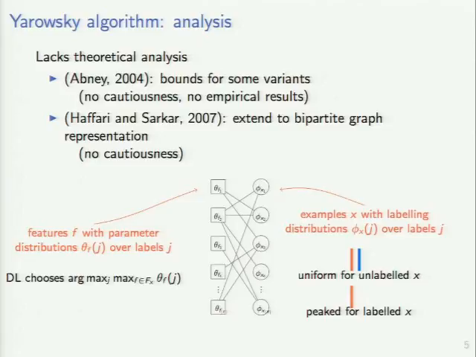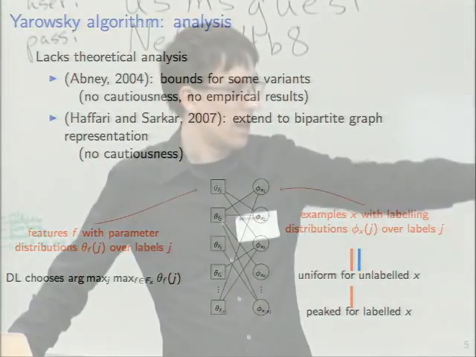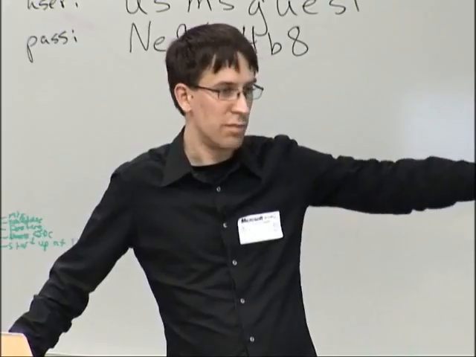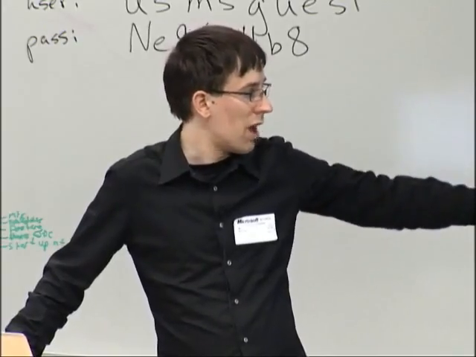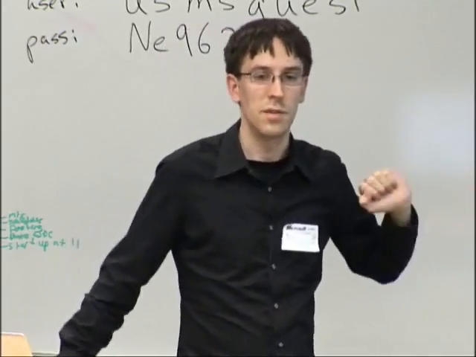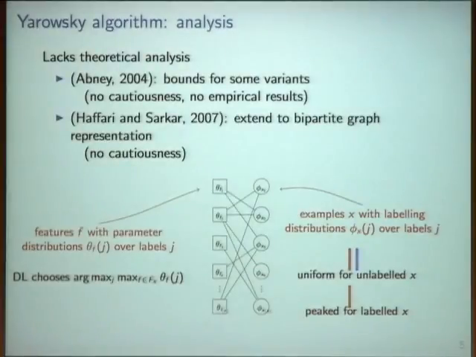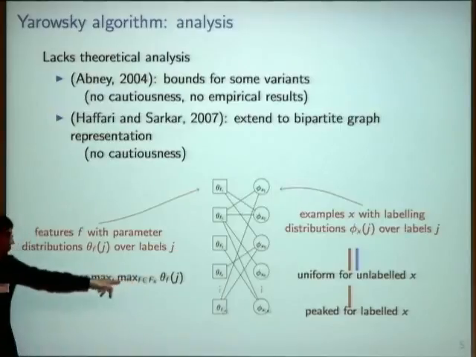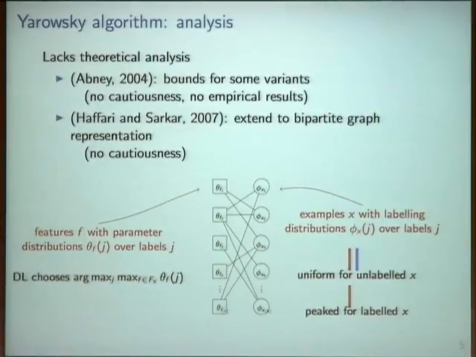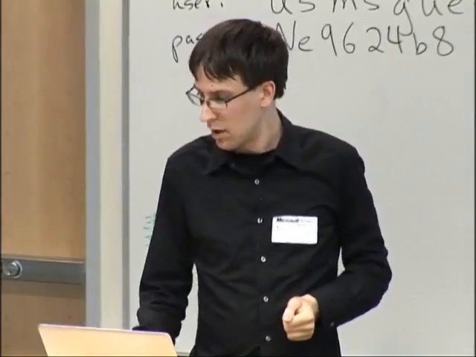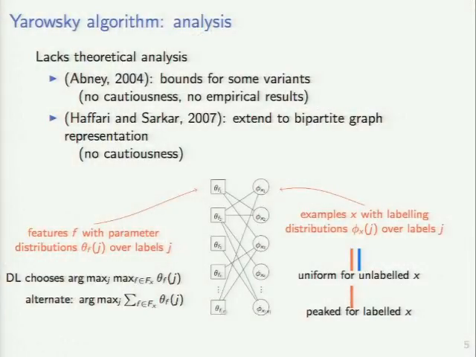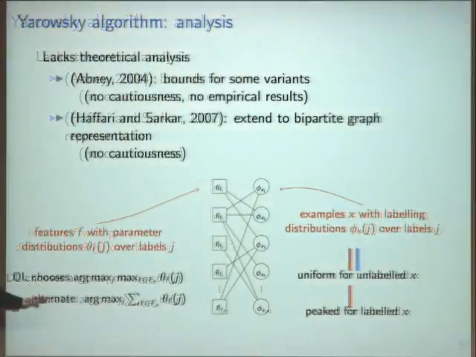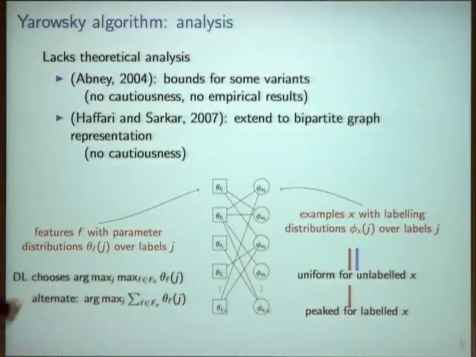So the labeling distribution is uniform if an example is currently unlabeled, and otherwise it's a point distribution with mass on the label. And the parameters are just the decision list scores, except that we've normalized them to be a distribution. So a decision list will make this choice just taking the maximum scoring feature from an example. And Abney introduces this alternate form where we take a sum instead. It's not quite a decision list, but it is easier to analyze.